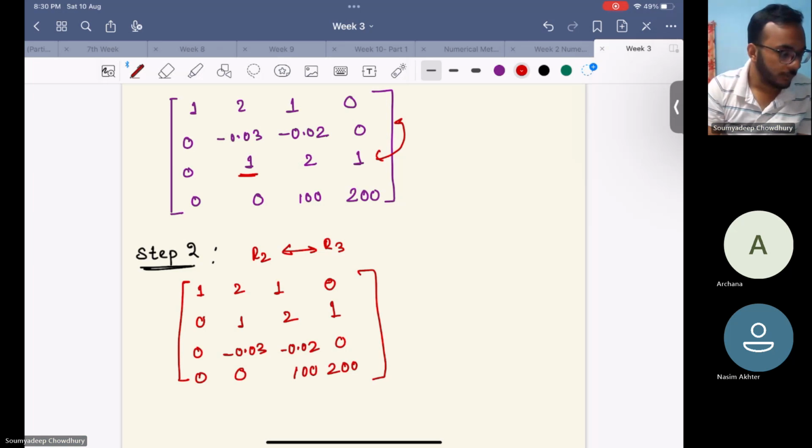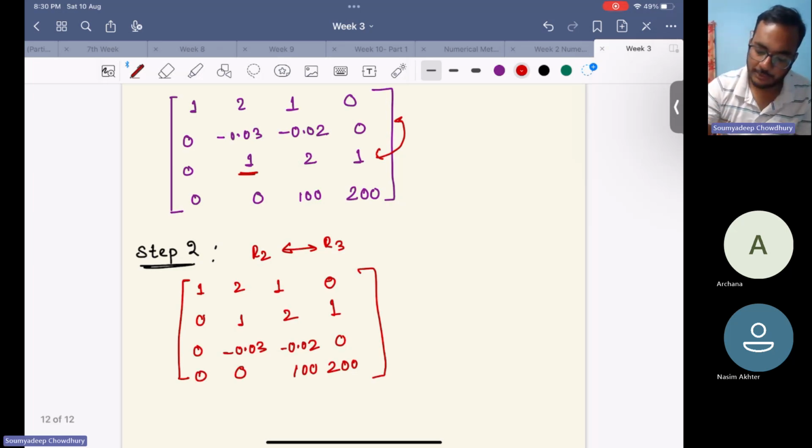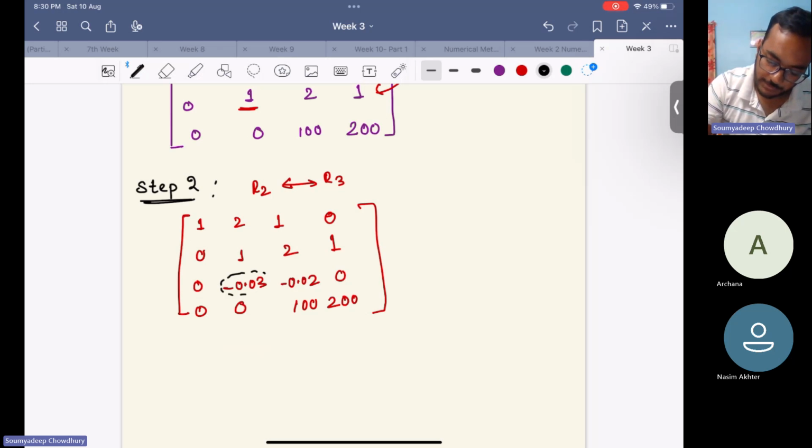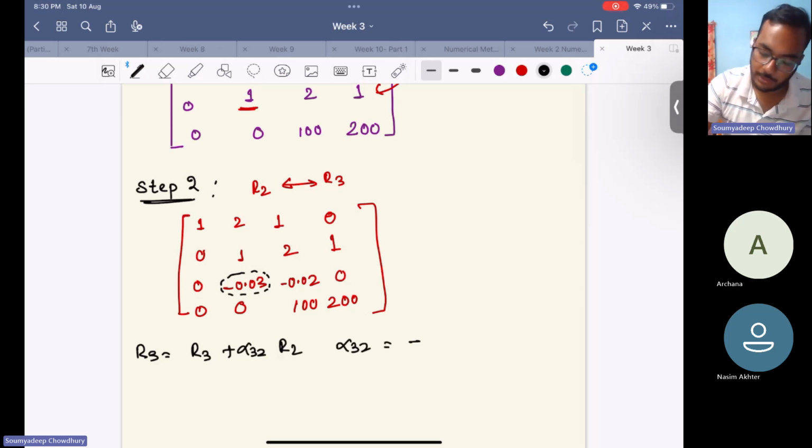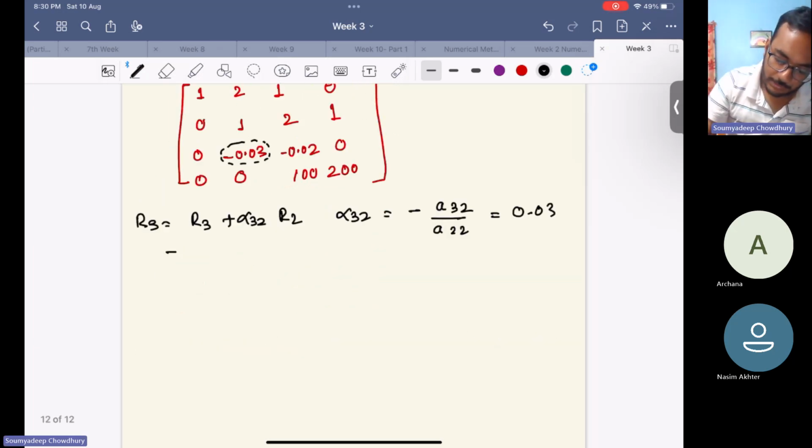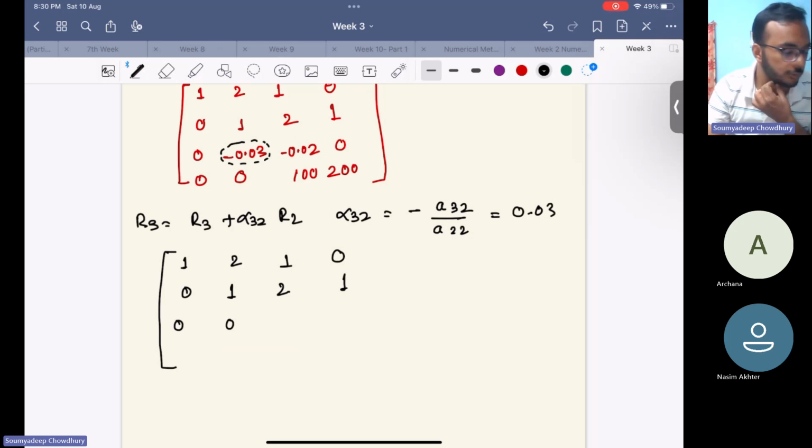Now what we do, we make A32 equal to 0, right? So this element has to be made 0 now. So we'll write R3 equal to R3 plus alpha 32 R2. Alpha 32 is minus A32 by A22. So it is 0.03. If we do this one, we will get 1 2 1 0, 0 1 2 1, 0 0 0.02, 1, and we'll get 0.04 and this is 0.03, 0 0 100 200.